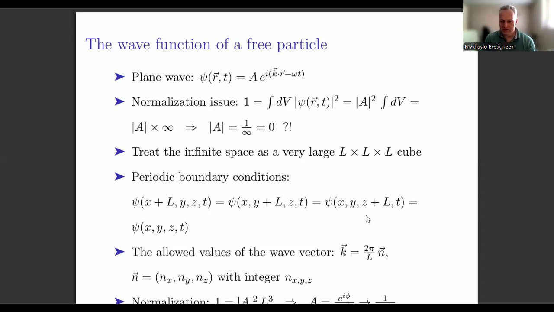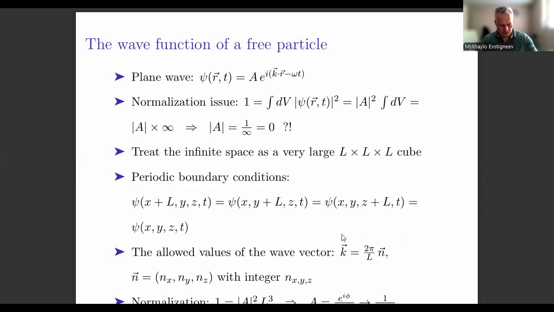And these periodic boundary conditions imply that the allowed values of the wave vector, k, must be 2 pi divided by L times a vector n, whose all components are integer numbers. So nx, ny, and nz are integer numbers.